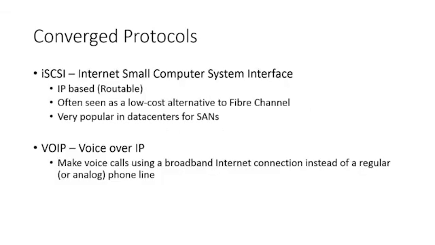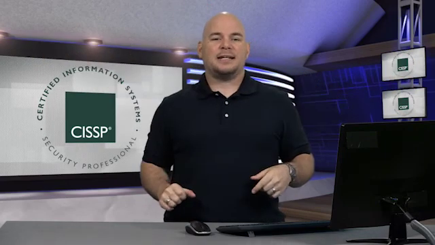We also have iSCSI, Internet Small Computer System Interface. This is IP-based, which means it's routable. It's often seen as a low-cost alternative to the Fibre Channel that we talked about earlier. This is very popular in data centers like your storage area networks, because you may have a storage area network on this network over here, your production network over here, and development network over here. We can all still reach that storage area network because it's routable.